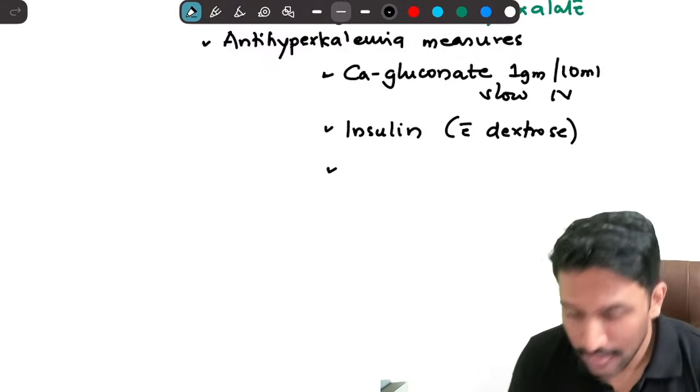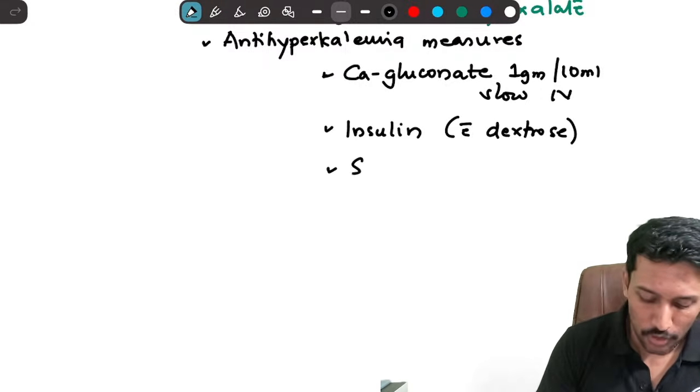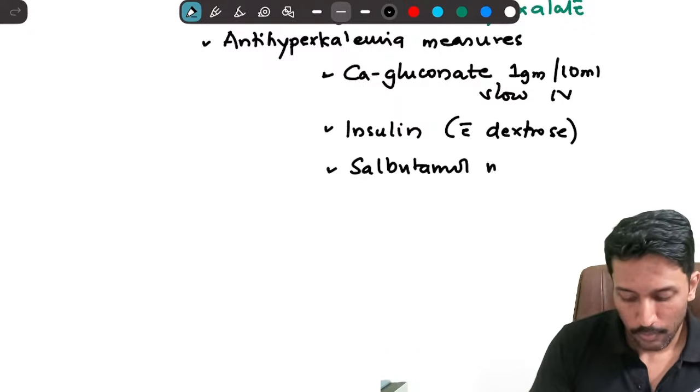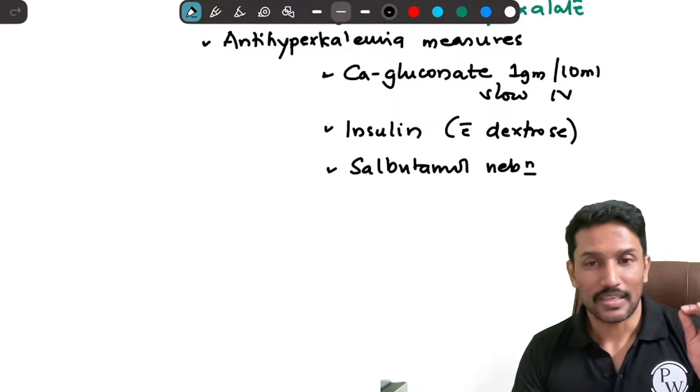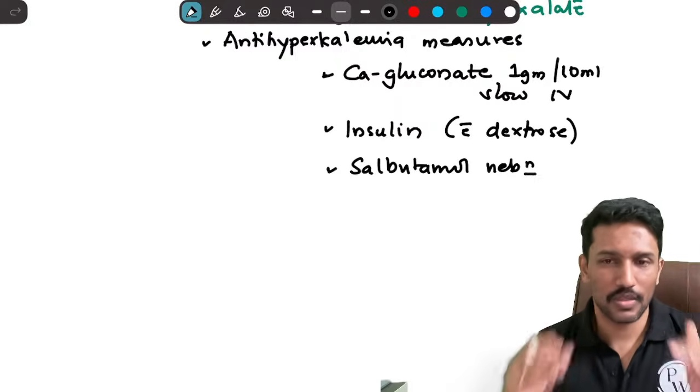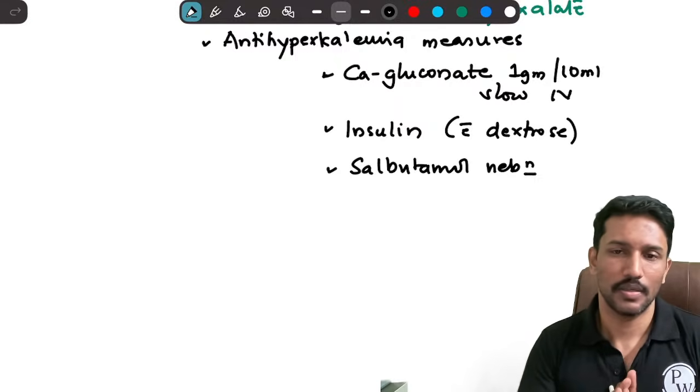Similarly, I can also achieve that with salbutamol. Salbutamol also facilitates shifting of potassium from the extracellular compartment to the intracellular compartment. So these measures will bring down the potassium values.